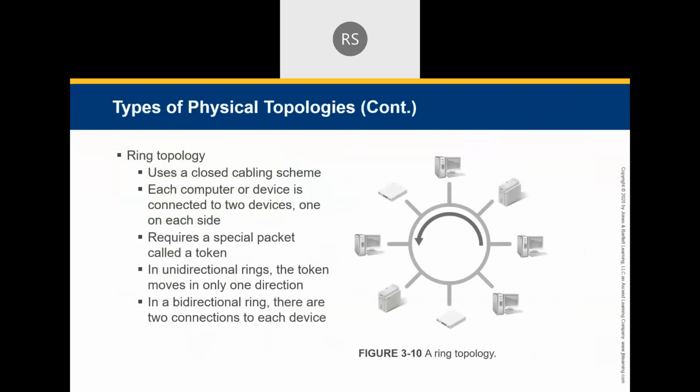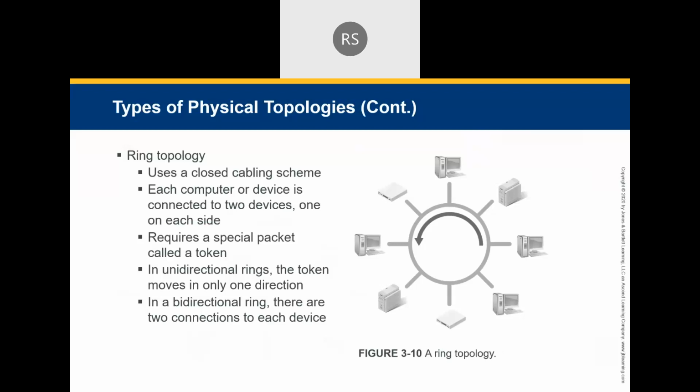Ring topology is a closed cabling scheme where each computer device is connected to two devices, one on each side. So these devices form a closed loop. It does require a special packet called a token for communications. In unidirectional rings, the token moves in only one direction. In bidirectional rings, the token can move in both directions. There are two connections to each device.